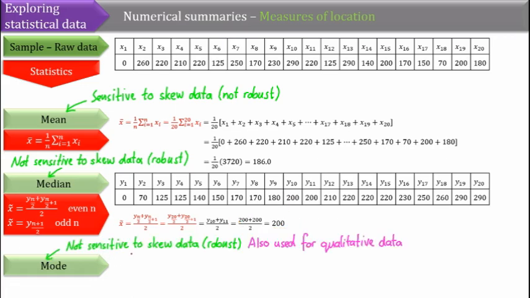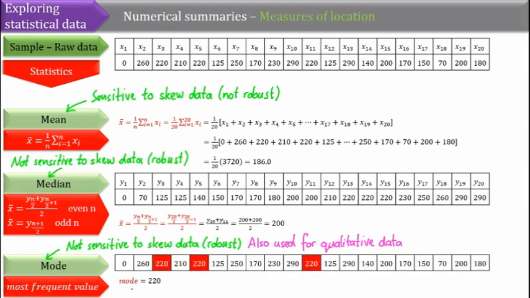Right, the mode, also not sensitive to skew data. The mode is also the only measure of location that can be used for qualitative data. And why is that? Because the mode is the value that appears the most. So we simply look at the value that appears the most for quantitative data. If it's qualitative data, we look at the label or the category that appears the most, and that will be the mode. So for our example, the mode will be 220 because that appears 3 times, whereas the other values, I think the most is like 200 that appears twice, 290 that appears twice, 125 that appears twice. Right, so the mode appears 3 times, 220.